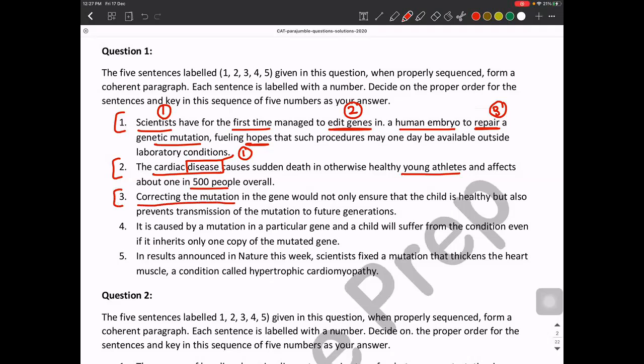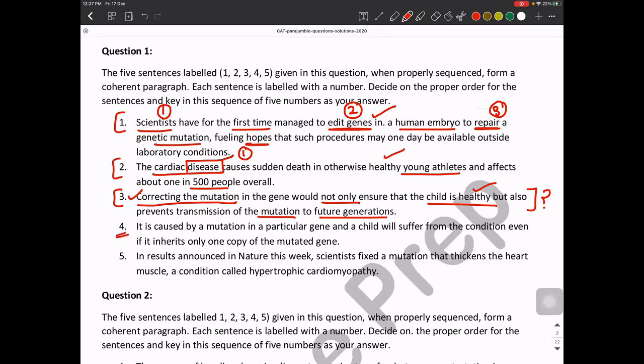Correcting the mutation, yes. Now here they were in the first option talking about editing genes. They are talking about correcting the mutation in the gene would not only ensure that the child is healthy, they're talking about health, which is related to the second option, but also prevents transmission of the mutation to future generations. By repairing the mutation, what it will do in the future, that is mentioned here in the third option. Okay, so we'll leave it for now.